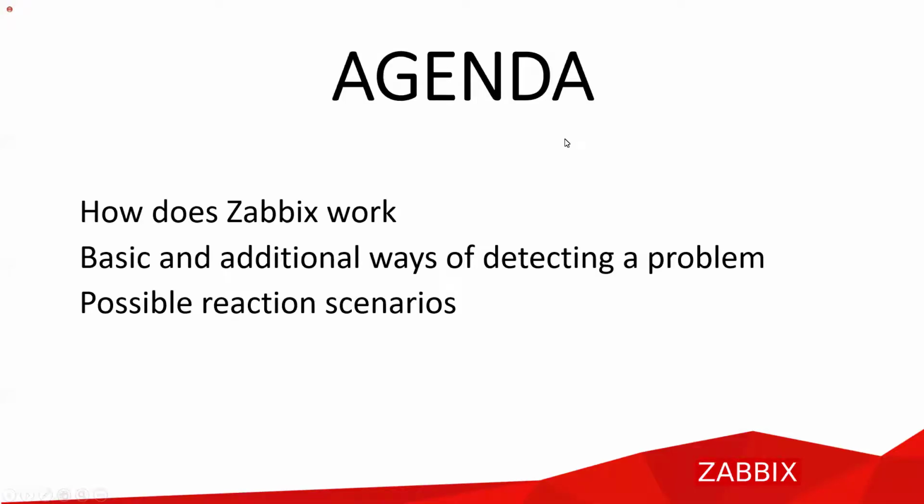So the agenda for the webinar itself is, well, quite a quick introduction to how Zabbix works overall. Of course, we will take a look at the basic and advanced ways of detecting a problem. So we will take the simplest functions, how they behave, what is more efficient, what is less efficient, what you should use, what you might consider using, and so on. And of course, different possible reaction scenarios that are available in Zabbix, starting from emails and ending with your own custom scripts, not only webhooks, of course.